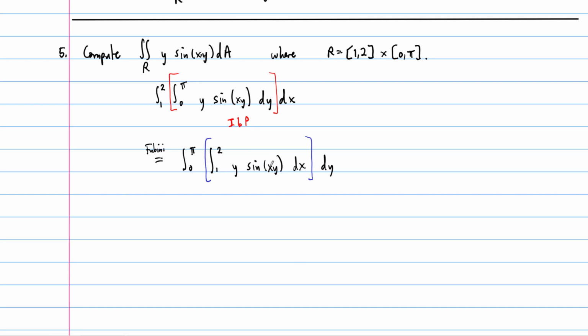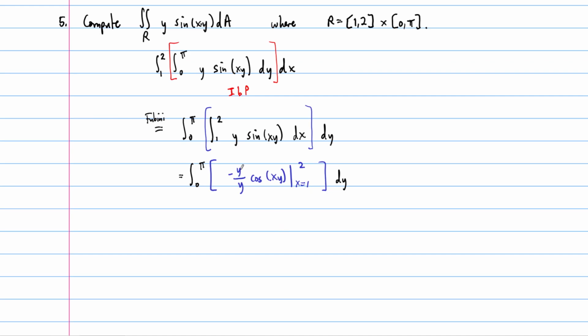That's not exactly right. What I meant is that y is a constant, so we're going to have a 1 over y. Let me write this out. This is going to be equal to the integral from 0 to pi, and inside here, the antiderivative is negative, this y is still here, divided by y, cosine of xy, evaluated from x equals 1 to 2. So there's the antiderivative with respect to x.